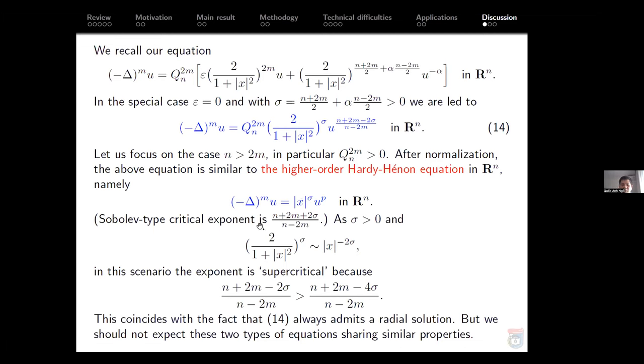And when we compare the weight of 14, we see that this weight behaves like x to the power of minus 2 sigma. And if sigma is positive, then this weight creates a supercritical exponent because of this. Therefore, if we think that equation 14 is somehow a higher order Hardy-Hénon equation on Rn, then 14 is in the supercritical regime.